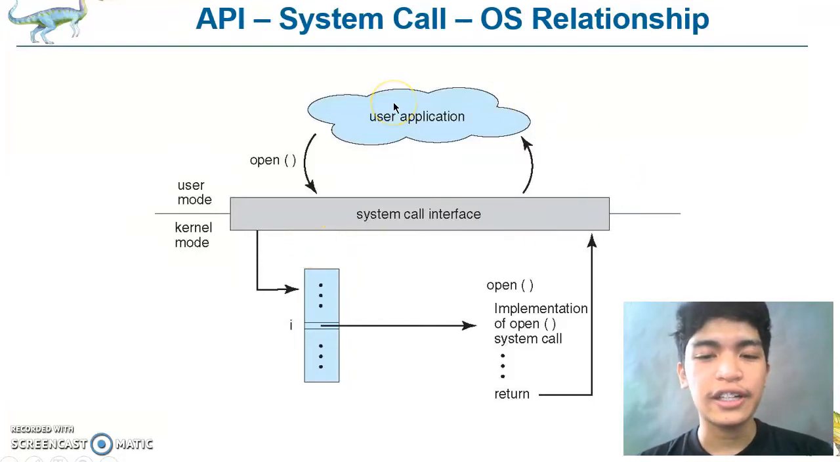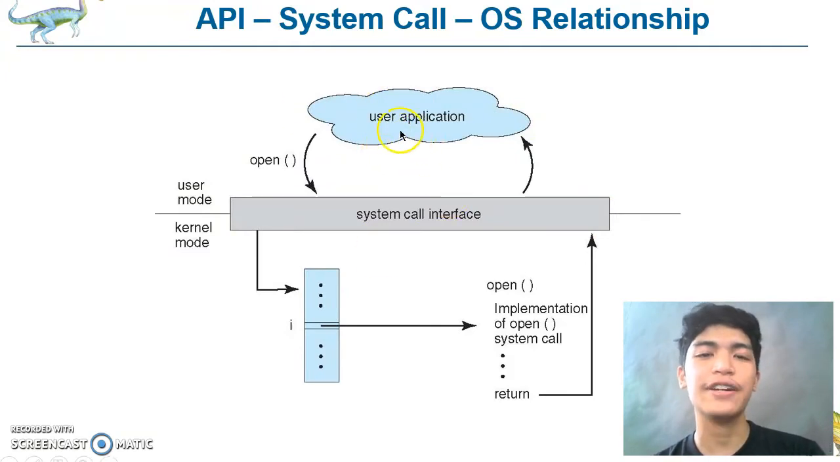Hi, so today I'll be discussing and explaining two figures about the operating system structures. First, we have the API system call OS relationship.